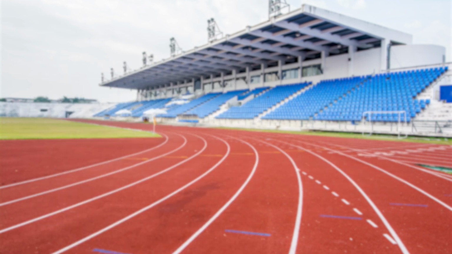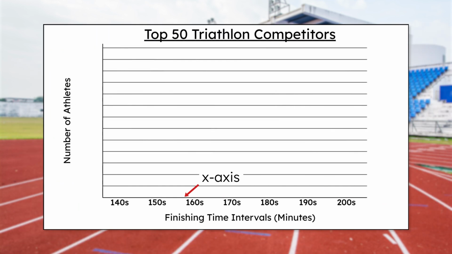To display this data, we use the x-axis, the line on the graph that runs horizontally from left to right, to show the time intervals. The x-axis tells us what categories we're measuring. Since the x-axis shows time intervals, groups of minutes, we'll call those intervals our categories. Now we need to figure out how many athletes finished in each time interval.